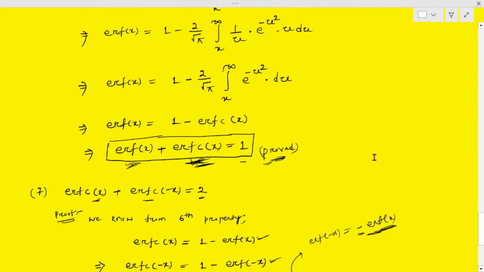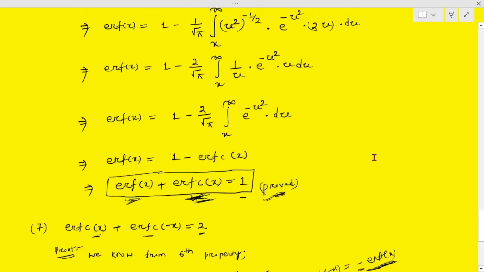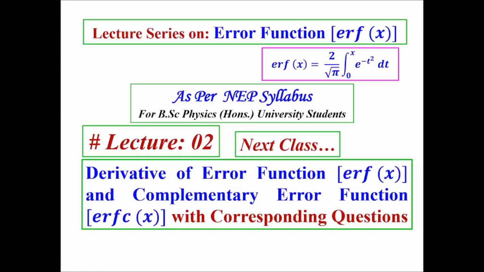Here we completed the characteristics or properties of the error function and complementary error function. In our next class we are going to discuss the derivative of the error function and complementary error function with corresponding questions, that means in our lecture number 2.